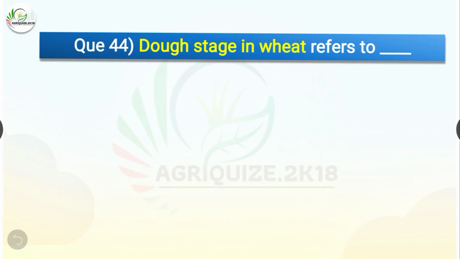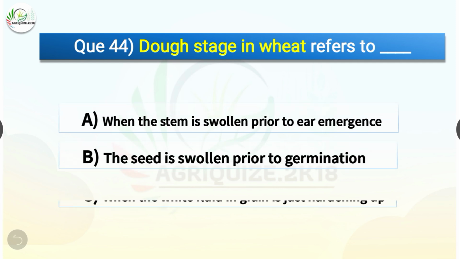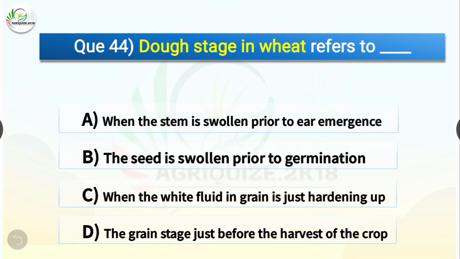Question number 44. Dough stage in wheat refers to, the options are when the stem is swollen prior to ear emergence, the seed is swollen prior to germination, when the white fluid in grain is just hardening up, or the grain stage just before the harvest of the crop. The correct answer is option C, when the white fluid in grain is just hardening up. So dough stage in wheat refers to when the white fluid in grain is just hardening up.